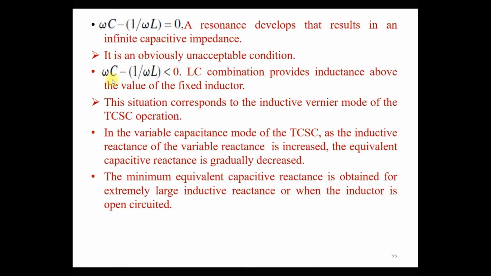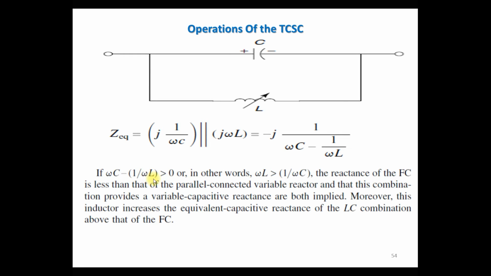The next condition is when ωC - 1/ωL is less than 0. So in this condition, this LC combination provides the inductance above the value of the fixed inductor. That is exactly opposite to the first condition. When ωC - 1/ωL is greater than 0, in this condition, your equivalent capacitive impedance becomes more than the fixed capacitive impedance. So that provides more capacitive reactive power as compared to the fixed capacitor.